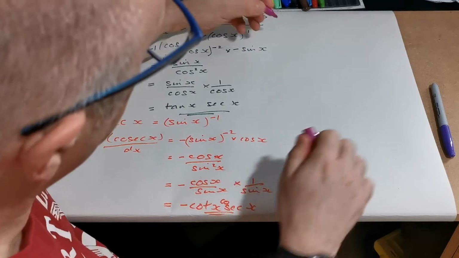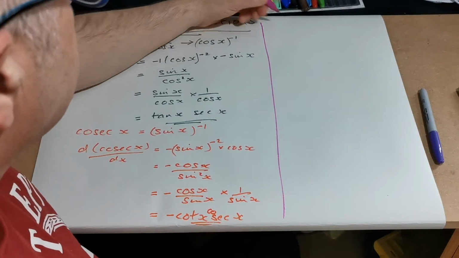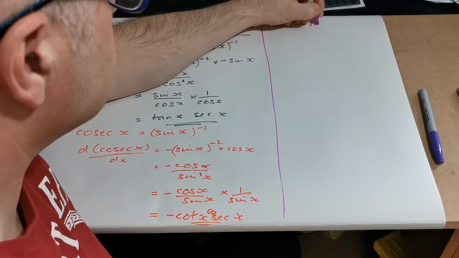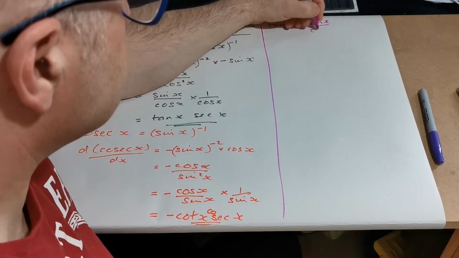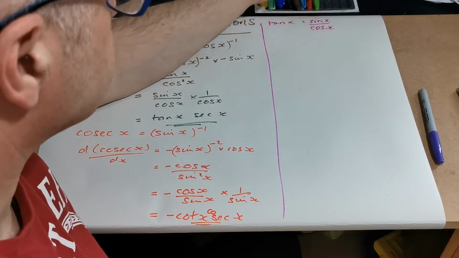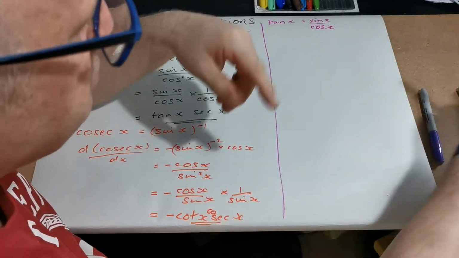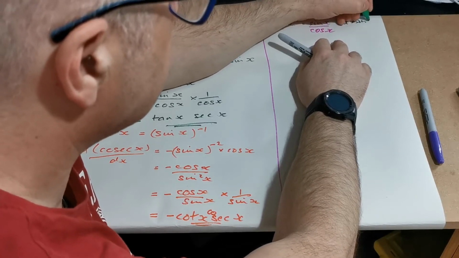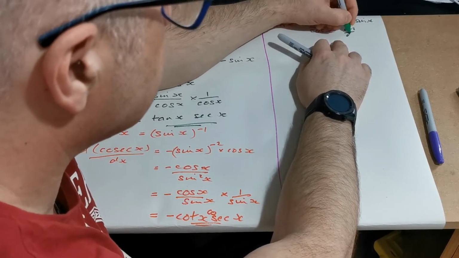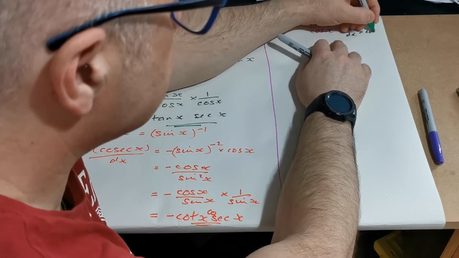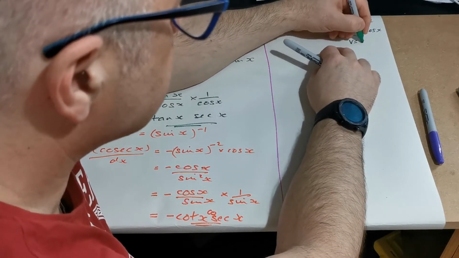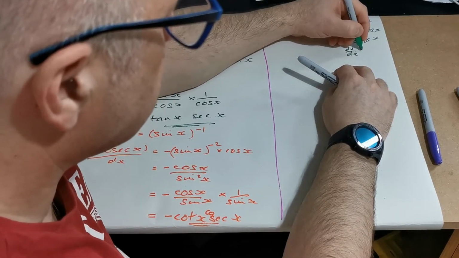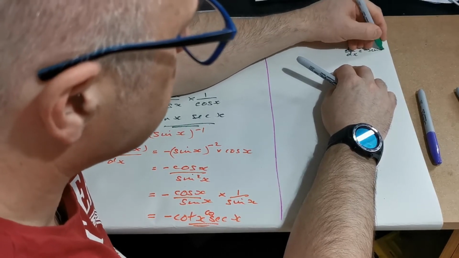Now if I was to look at tan x, this is a little bit trickier. So tan x equals sine x over cos x. So I'm going to use the quotient rule. I'm going to say that u is sine x, du by dx equals cos x, v equals cos x, and dv by dx equal to minus sine x.